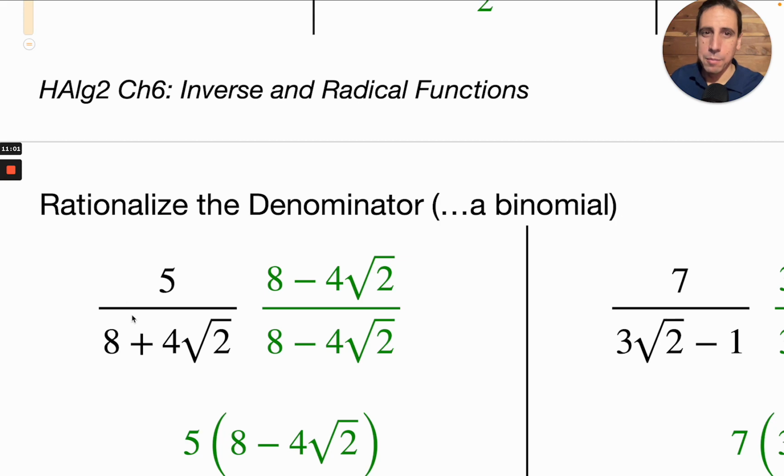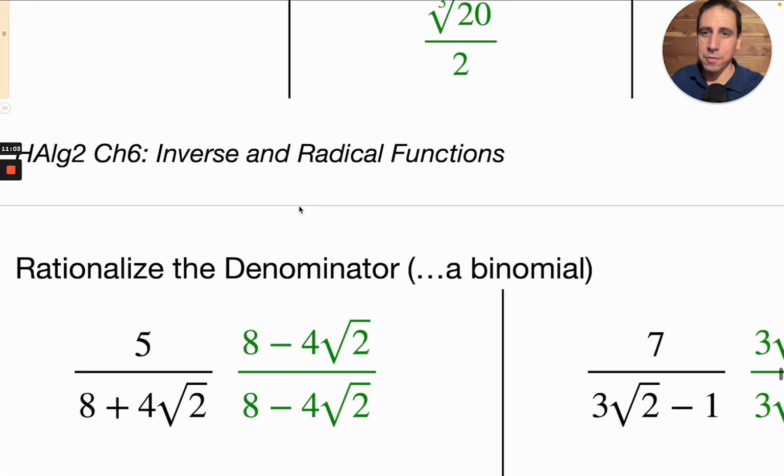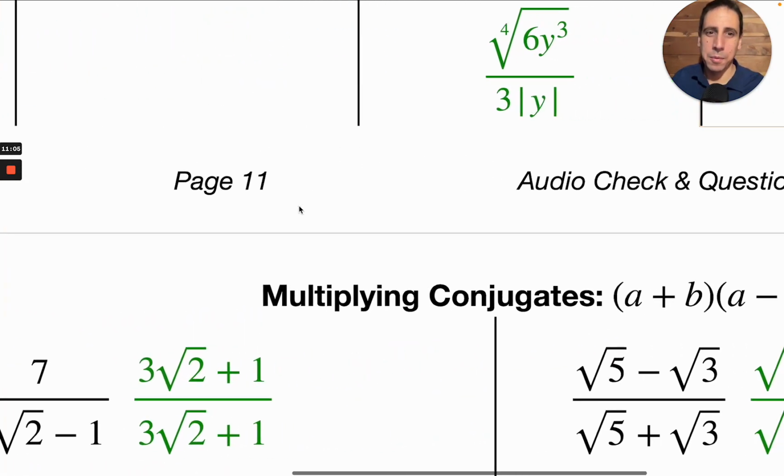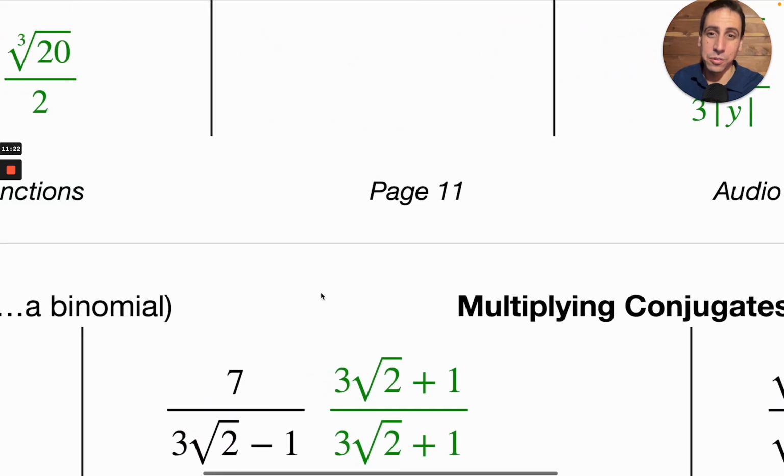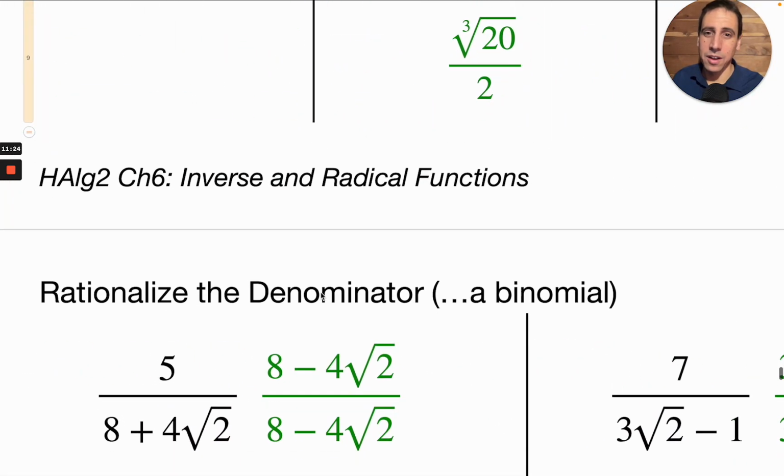All right. Binomial. So what we've got to remember if we want to do this is multiplying conjugates. Conjugates are a plus b and a minus b. You have the same terms, you're just adding in one conjugate and subtracting in the other. Of course, remember when you FOIL this out, you get a squared minus b squared, and therein lies the thing that allows you to rationalize the denominator.